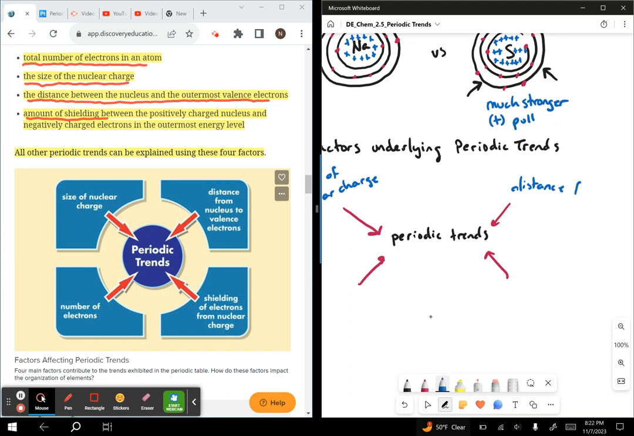The distance from the nucleus to valence electrons. Periodic trends can be explained by shielding of electrons, from nuclear charge, and by the number of electrons.